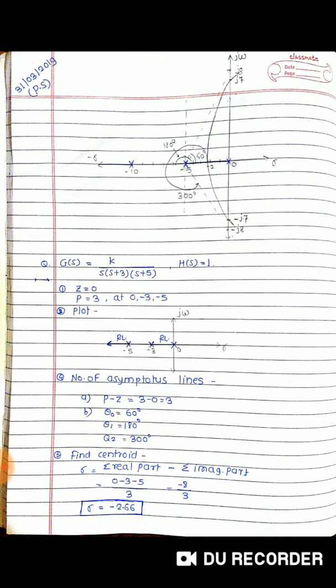Here also g of s is given, k divided by s into bracket s plus 3 and s plus 5, h of s is 1. The same procedure we will follow. Number of zeros are 0, number of poles are 3, one is at 0, minus 3 and minus 5. Then we'll plot it.